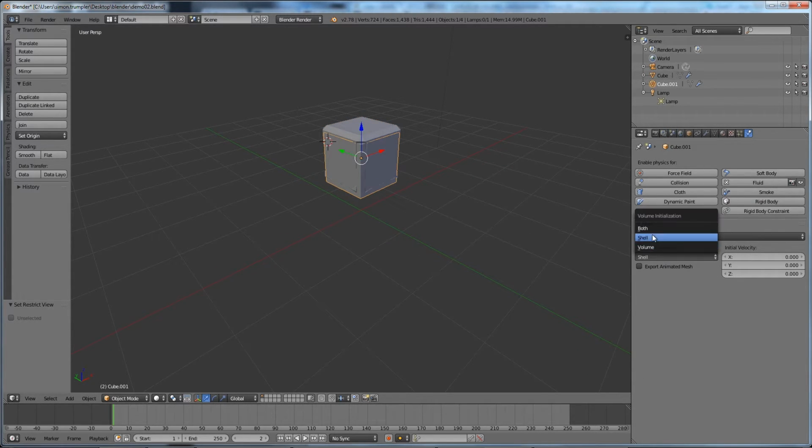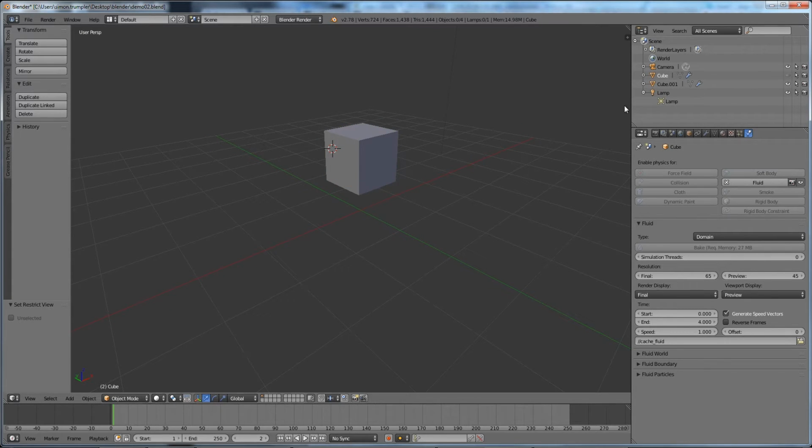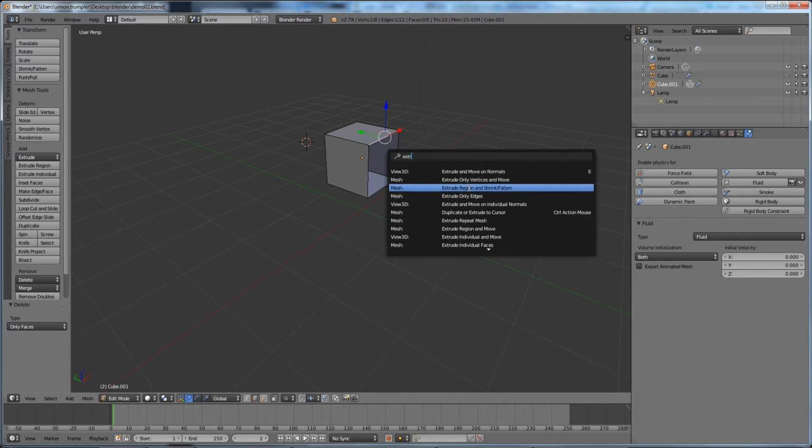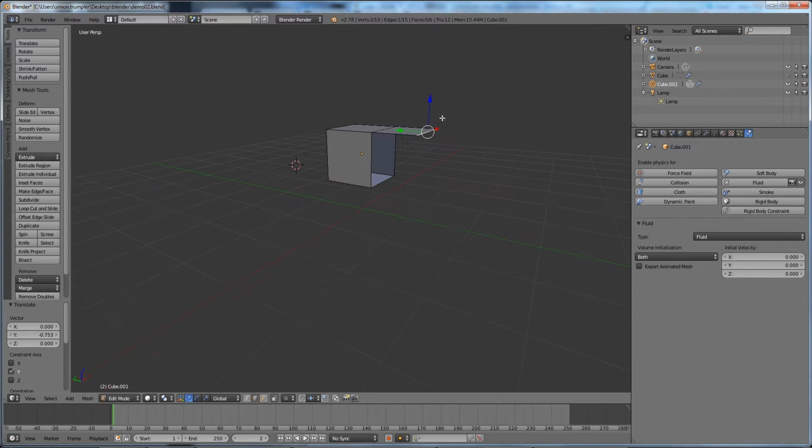Let me set this here first, both. Let me hide this one, because we have to modify this a bit. We have to delete one face here, like so, and take an edge and extrude this like so and put this a bit down like here, okay?